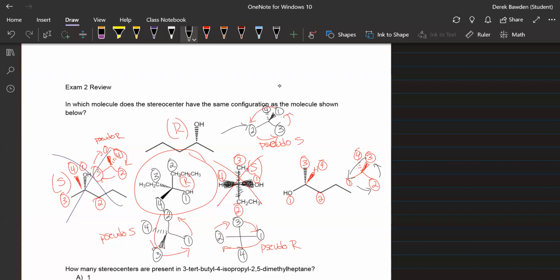This is going counterclockwise, which means pseudo S. That means our original is R. So this one checks out as well. Any questions on how to accomplish that problem?